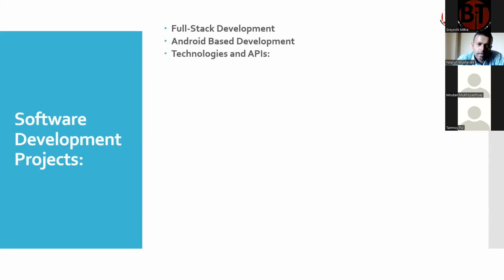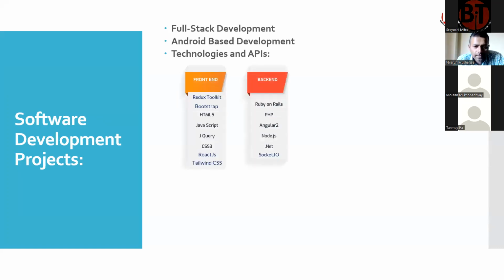based projects are done. So the technologies and APIs that are being explored for the front end, many of the projects are being done in Redux, Bootstrap, and HTML5 jQuery. All of these are using CSS, different versions of CSS, and most of them are using React.js. And for the backend, React.js is actually the middle tier, you can say. The Ruby on Rails, PHP, Angular 2, different groups use different ones. The most popular is PHP and Node.js.